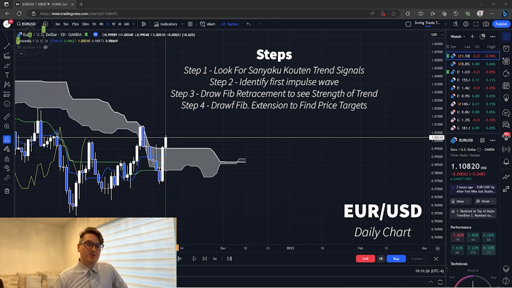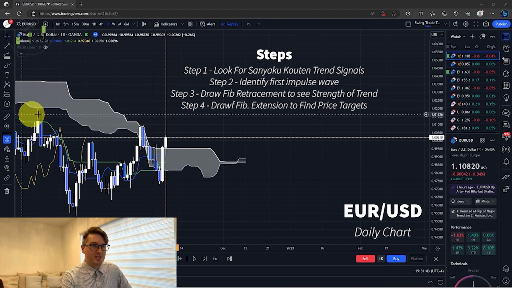Because just to put it simply, Fibonacci retracements and extensions do not work in ranging markets. So we're going to need a trending market to apply these effectively. And so for the Ichimoku system, we're going to look for the Senyoku Kyoten signals.